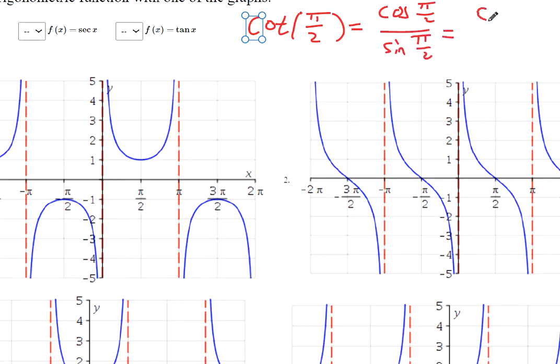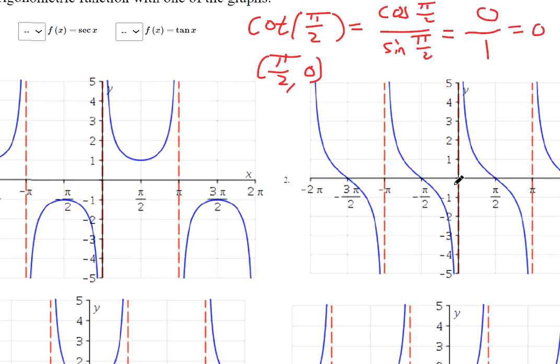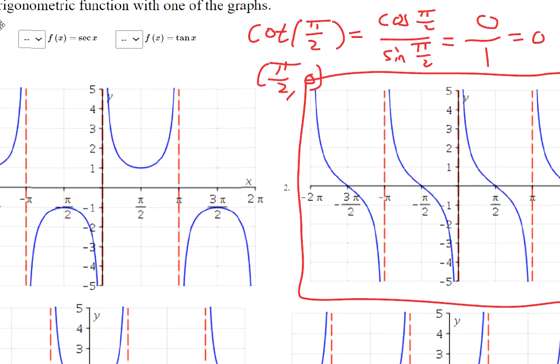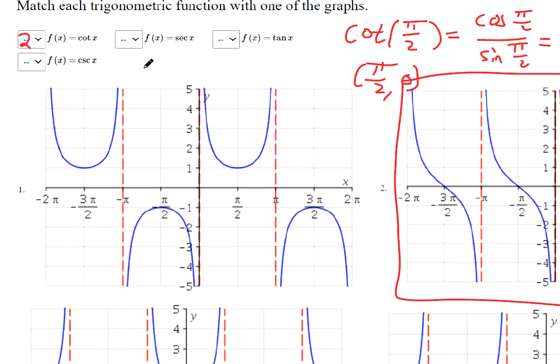Cosine pi over 2 is 0. Sine pi over 2 is 1. So this gives us 0. This one isn't undefined; this gives us 0. So at pi over 2 on the x-axis, when we plug in pi over 2, we're supposed to get out 0 for the y-axis. This one is 1 for the y value, so that's not our choice. Pi over 2, 0. This one matches up. So by process of elimination, we knew it had to be one of these two, and I just found out that graph number 2 is supposed to correspond with cotangent of x.